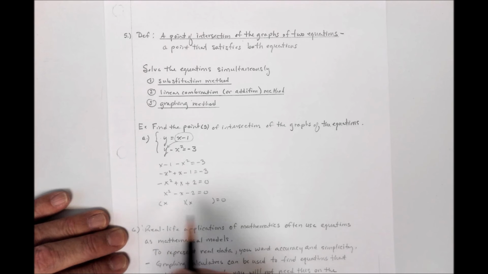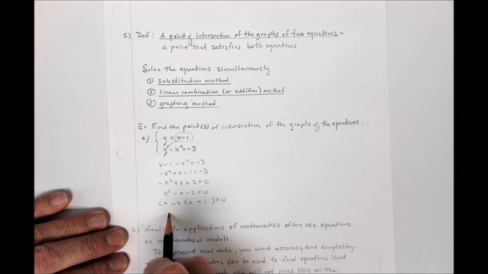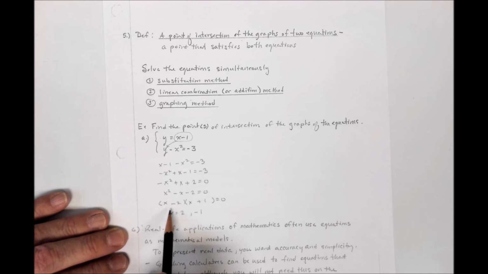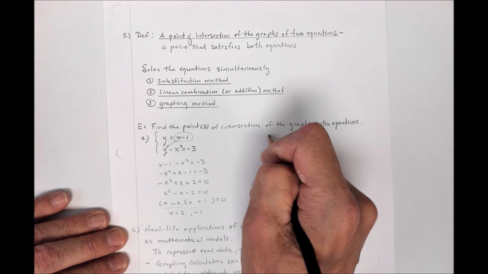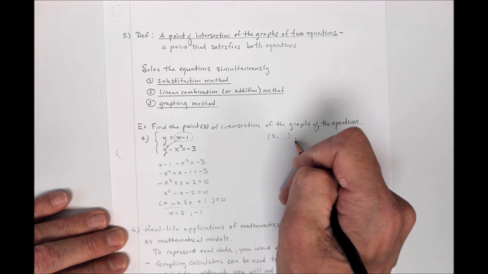And as it turns out, this factors nicely. I get x is equal to 2, or x is equal to negative 1. Remember, if this factor times this factor is 0, then by the zero product property, either this factor is 0 or this factor is 0 or both, and that's what I do. I set this equal to 0 and this equal to 0, and I solve. So I'm going to have 2 points of intersection. I'm going to have the point 2 something and the point negative 1 something.